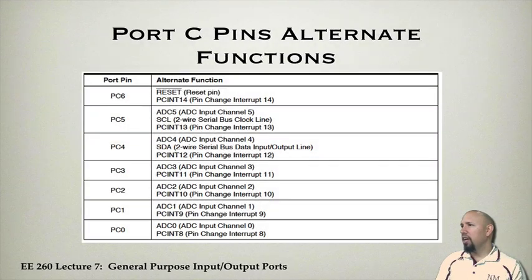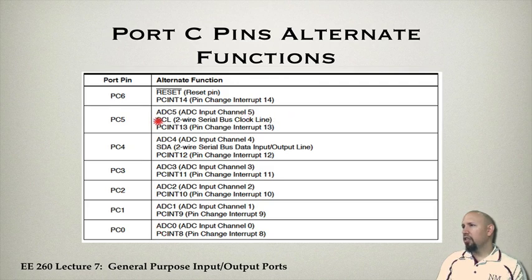For port C, we have these options. Pin C, bit 6 can be used as a reset pin or a pin change interrupt. Obviously, you need to make sure that you have them clearly defined, because you don't want to accidentally be resetting when you're trying to do a pin change interrupt. Analog to digital conversion input channel 5. Notice that these are all analog to digital conversion pins. So port C is associated with analog to digital conversion, and they can all be used as pin change interrupts.